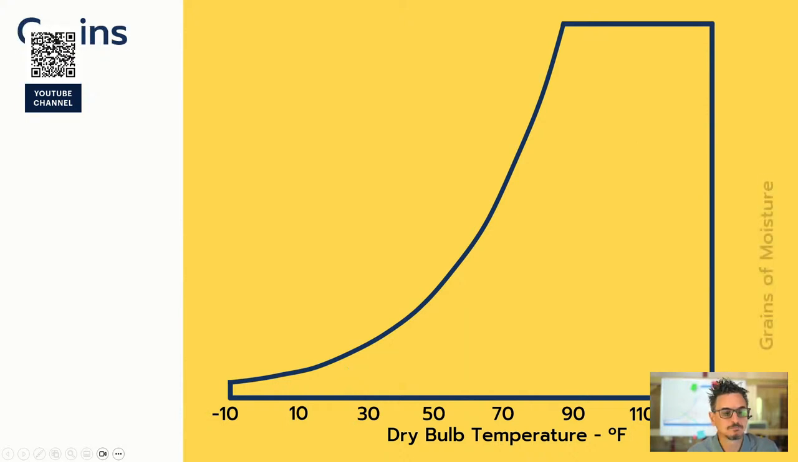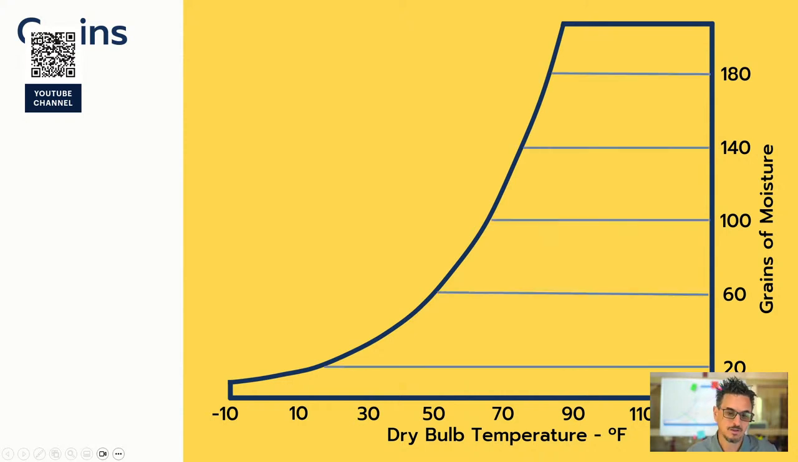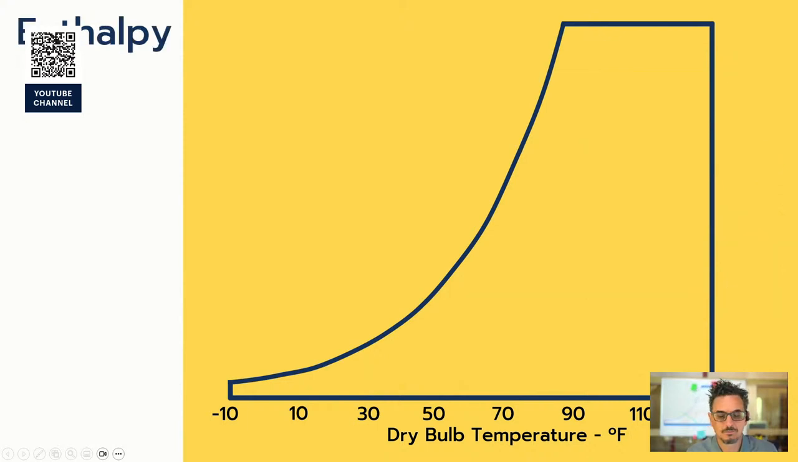Okay, grains, we talked about these before. This is the actual amount of moisture in the air. If you were to wring out a quantity of air, what was in the air, the physical amount of moisture in the air is represented by grains, and they run horizontally just like the dew point temperature.